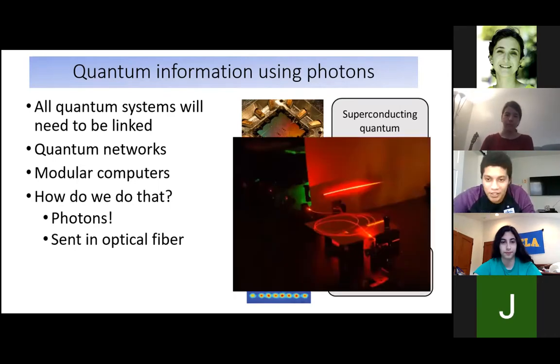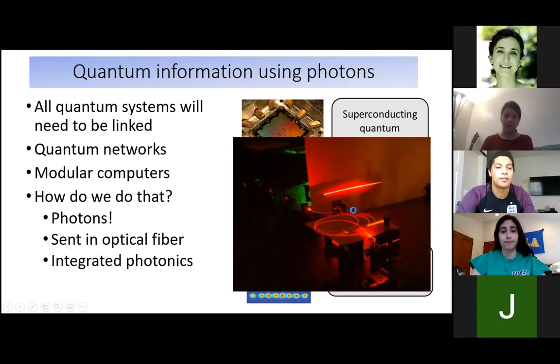And here's a picture my advisor sent me a while ago where there's an optical fiber that's being illuminated with laser light, and it's just coiled up on this platform. And like I said, there's a whole subfield called integrated photonics that's trying to do this on chips so it becomes a really big scalable technology.